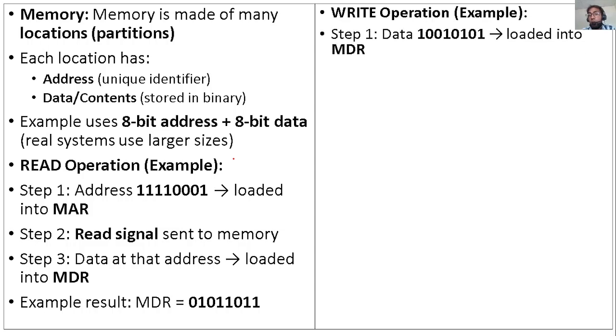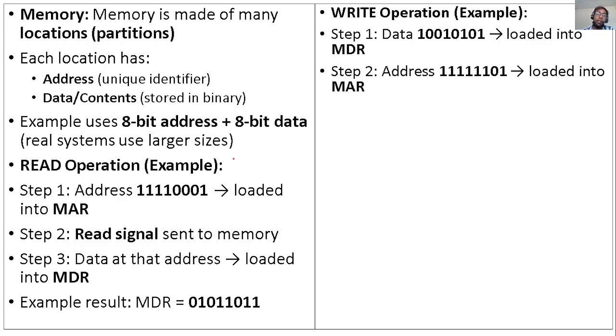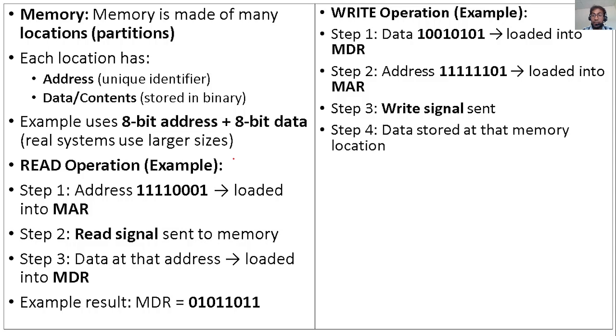Now we do the write operation. Data is loaded into the MDR. Once the data is loaded into the MDR, it has to go to the memory, and the address is loaded into the MAR. Then the write signal is sent. So what happens next? The data is stored at that memory location. The data is written into the memory, writing data from the CPU to the memory.